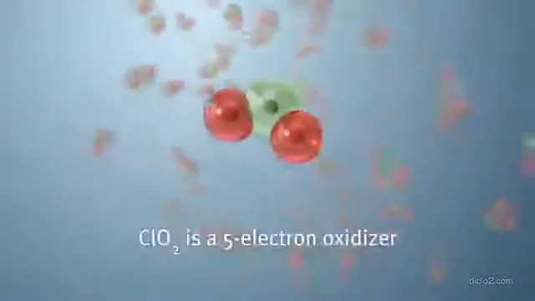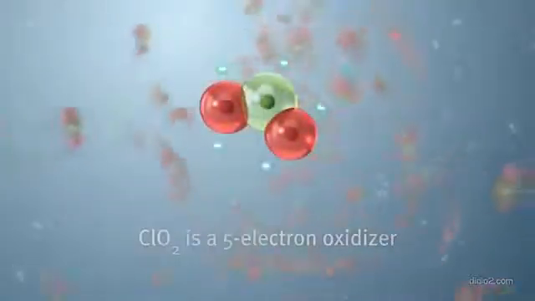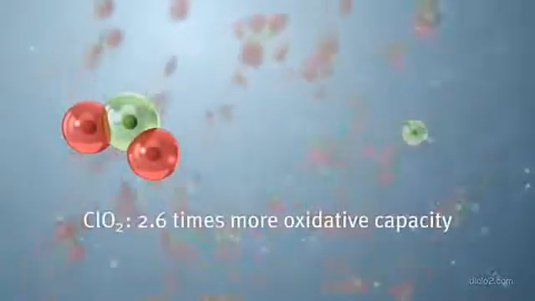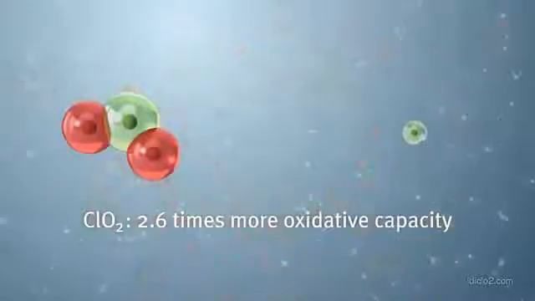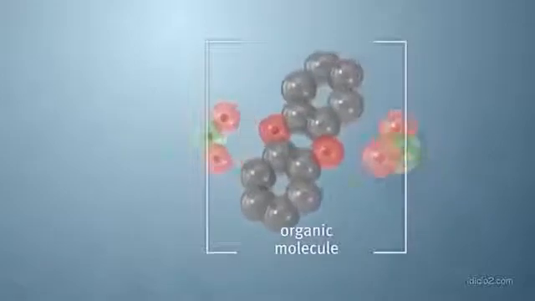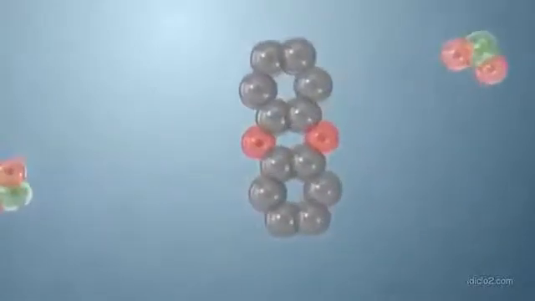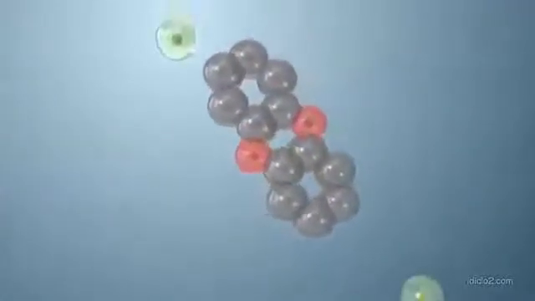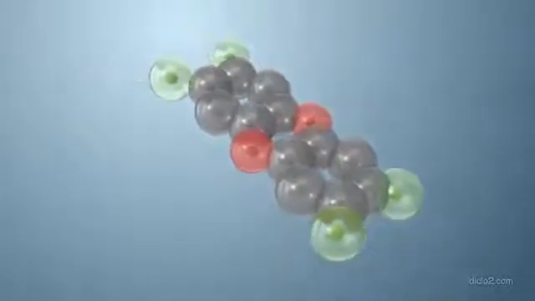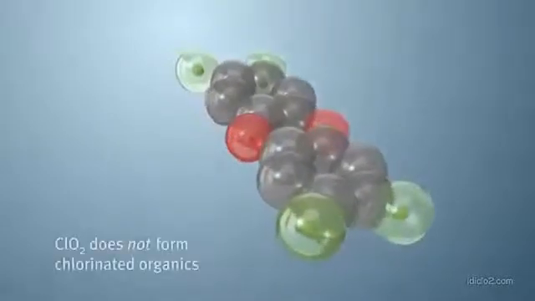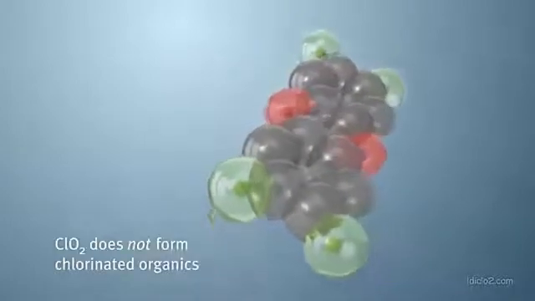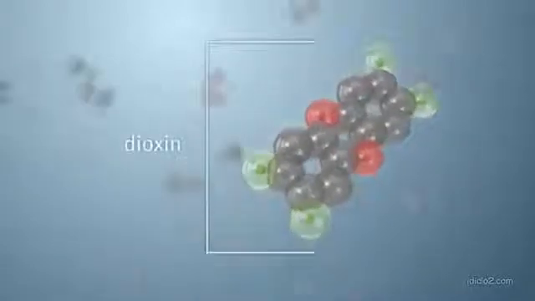Second, ClO2 is a 5-electron oxidizer and on a per-weight basis provides 2.6 times the oxidative capacity of chlorine. Third, ClO2 does not chlorinate organic molecules as does chlorine. Chlorine can react by addition or substitution reactions, which incorporates a chlorine atom into an organic compound. This leads to the formation of harmful chlorinated disinfection byproducts, such as trihalomethanes, THMs, chloroform, and dioxins.